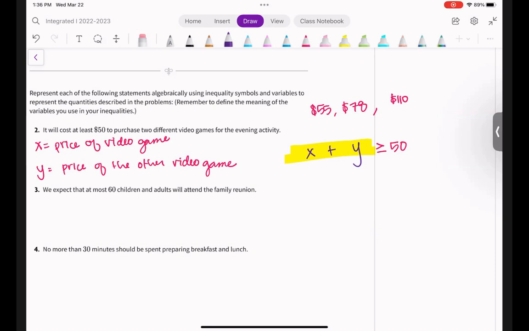Then what I want you to do is come up with possibilities and see if it makes sense. So with your possibility of 20 plus 30, do you see how that inequality holds true? Because 20 plus 30 is greater than or equal to 50. That's a true statement, right? If each game was $100, that would still be a true statement. Okay, so go ahead and try that.